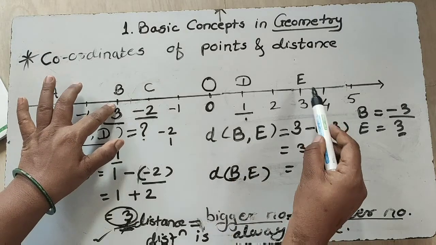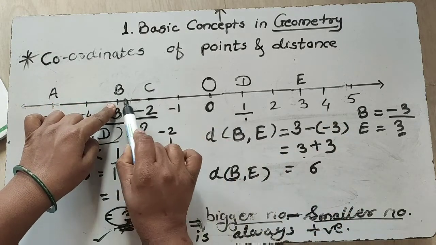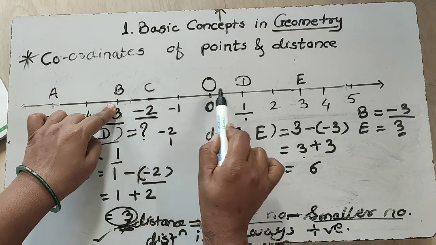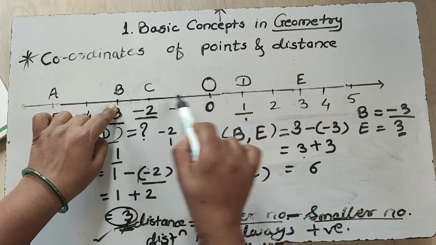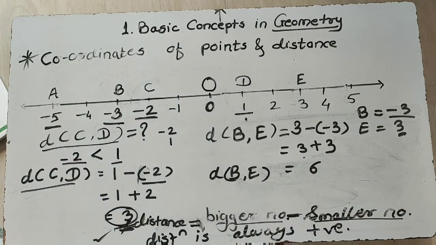Now we will check. Here is B and here is E. So here is 1, 2, 3, 4, 5 and 6. So in between B and E, how much distance is there? 6 units of distance is there. Okay. After this point, we will see the next topic, that is betweenness.